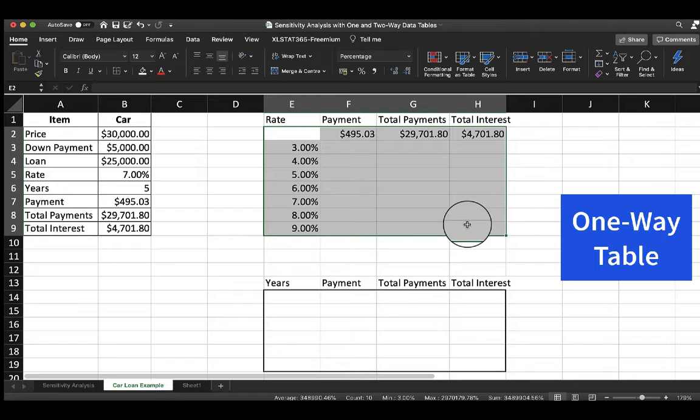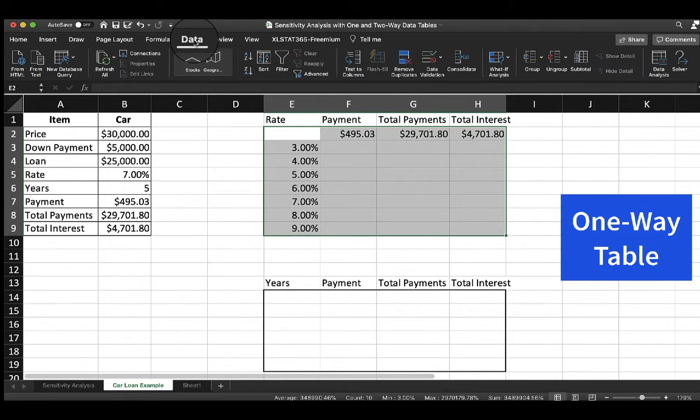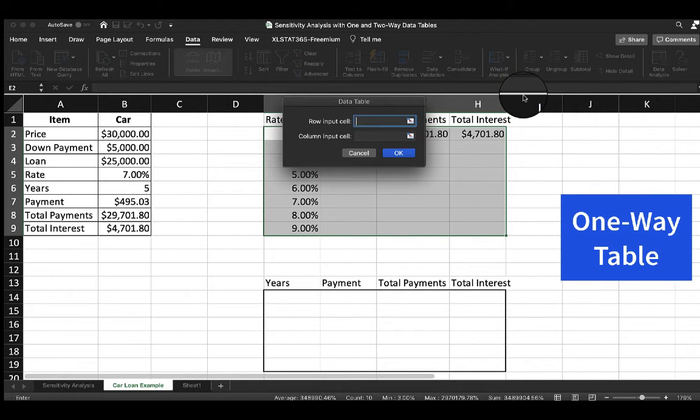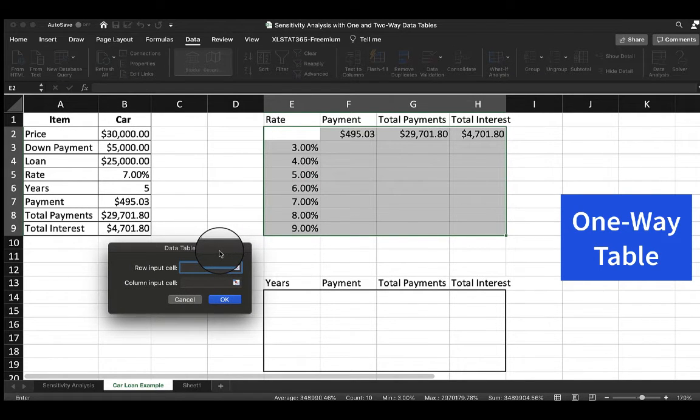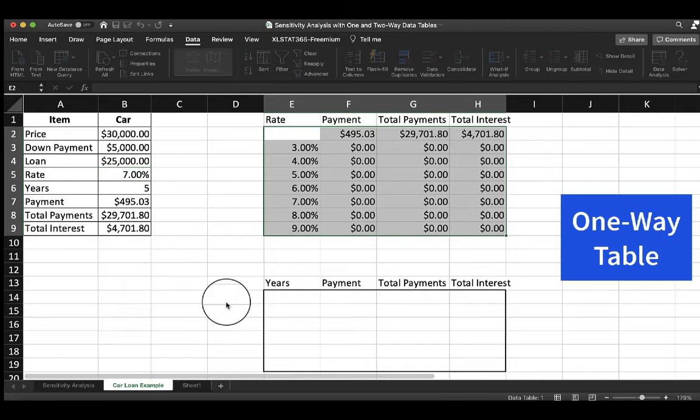Then the second step is to activate the data table menu. Under the data ribbon, on the drop down menu of what if analysis, you select data table. Now this dialog box has come. You have to leave this row input cell blank. We have to consider the column input only. Which column input are we looking for? We are searching for rates. We type B5 and click OK.